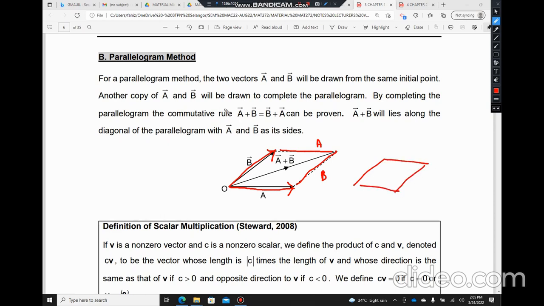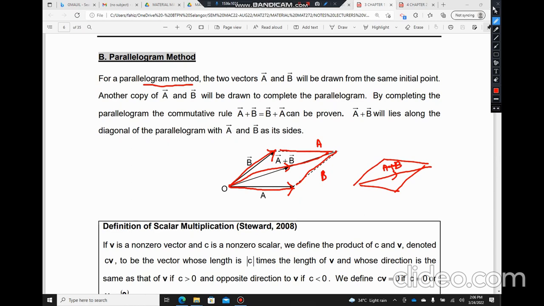Okay, so bila dia jadi parallelogram, so that's why we call it parallelogram method. Okay, then A plus B will lie along the diagonal. So A plus B ni adalah mewakili diagonal untuk parallelogram. Okay, so this one untuk second method.